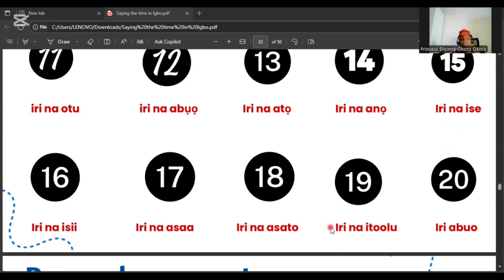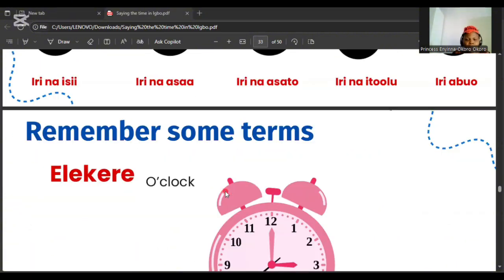You can go over this again and again on your own until you become very, very familiar with it. Now, let's remember some terms we learned in the previous lessons.